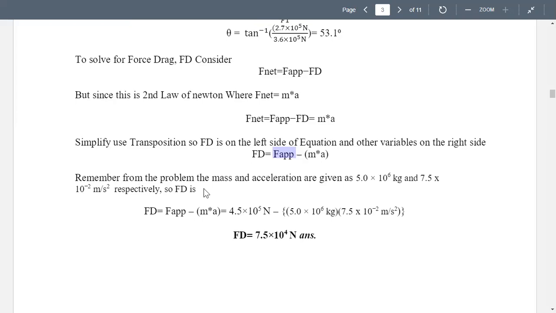Remember from the problem, the mass and acceleration are given as 5 times 10 raised to 6 kilograms and 7.5 times 10 raised to negative 2 meters per second squared respectively. Plugging in the values gives us an answer of 7.5 times 10 raised to 4 newtons for the drag force. So that is the force exerted by the water on the barge.